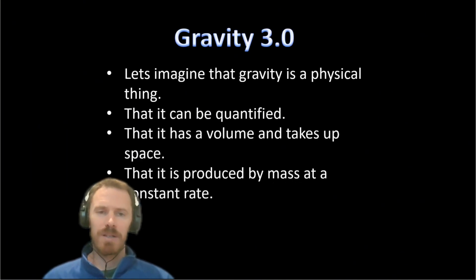Okay, so before we get started, let's first rearrange our thinking a little bit, with some abstract concepts. First of all, we need to imagine that gravity is a physical thing, that we can think of gravity as something that is physically present and takes up space, takes up volume, and that it is produced by mass at a constant rate. And therefore, if it is a physical thing, we can quantify it.